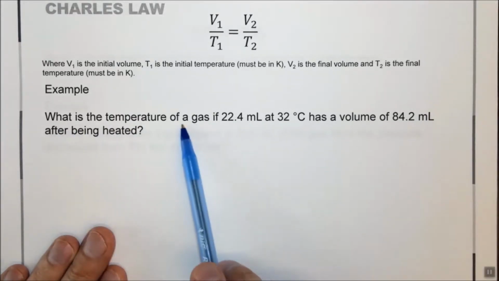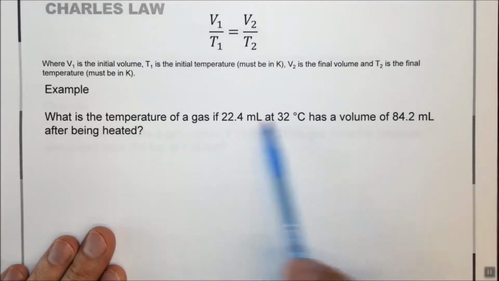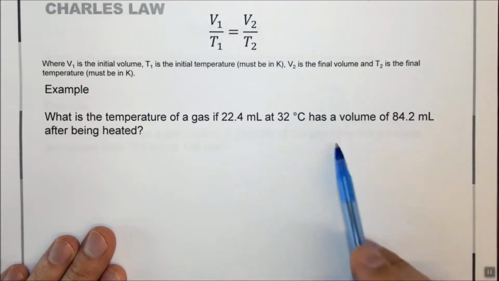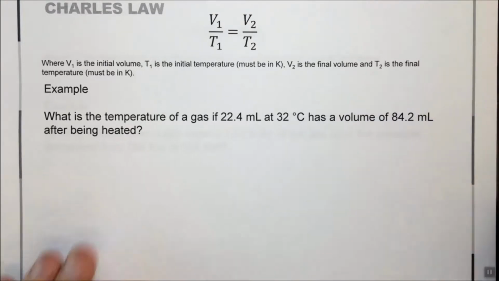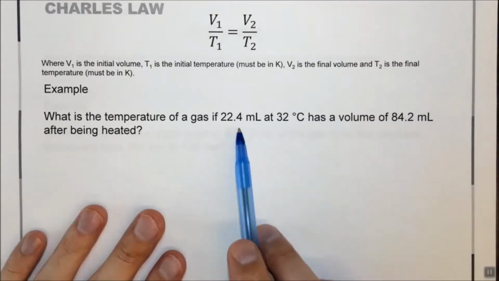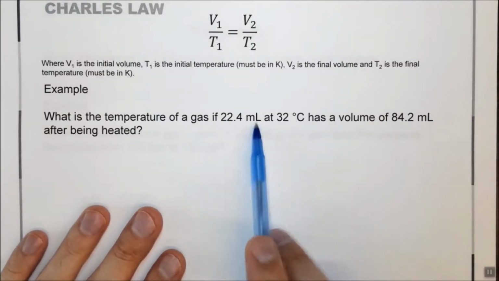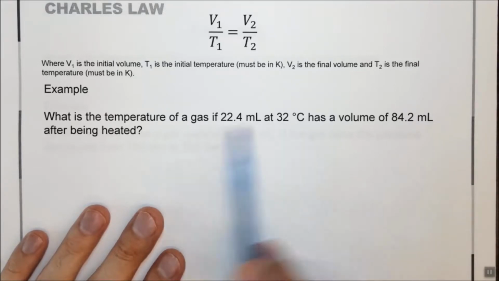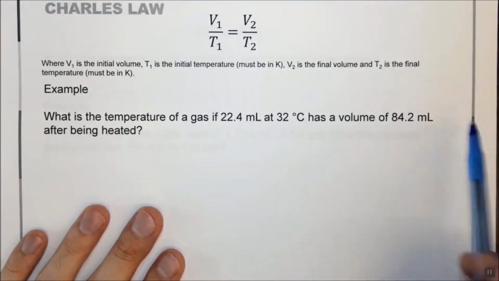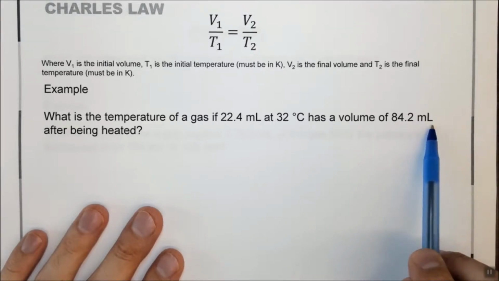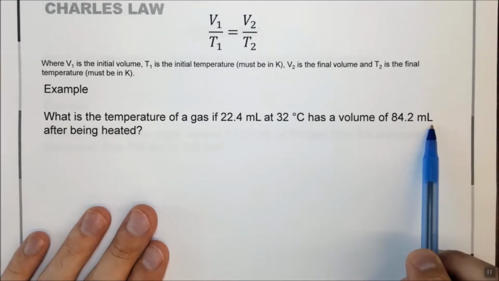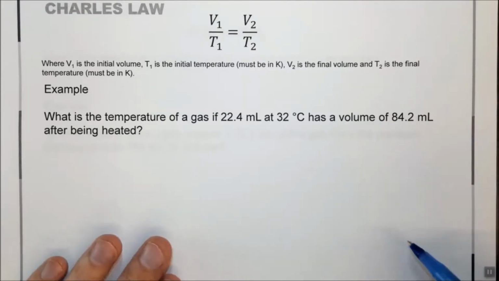It says, what is the temperature of a gas if 22.4 milliliters at 32 degrees C has a volume of 84.2 milliliters after being heated? So we take a gas, 22.4 milliliters of it at 32 degrees C. We heat it until the volume is 84.2 milliliters. And we want to know, well, what's the temperature once it gets to 84.2 milliliters?